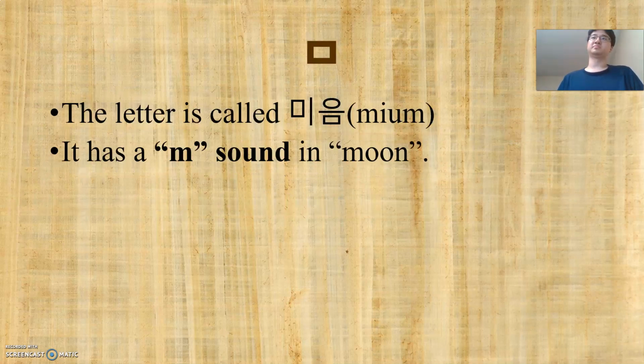Now the next letter is much simpler. The letter is called mium, and this has the sound of an m, like the m in moon.